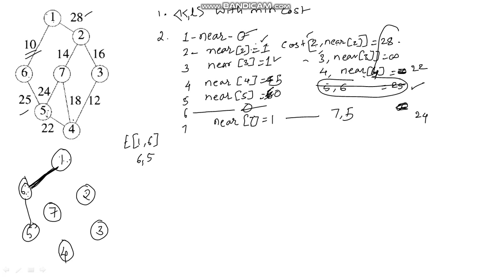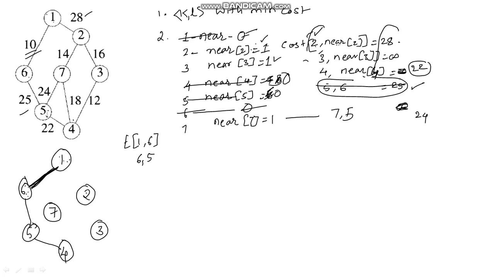Again, after updating, we find a vertex for which the cost of vertex comma near vertex is minimum. Now you can find that 22 is minimum, that is, 4 will be newly added, and 4 comma near of 4 will now be updated to 0. Okay, near of 4 is gone, near of 5 is gone, 1 is gone, and 6 is gone. So these are all already there in the solution.